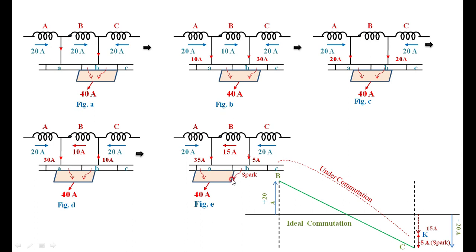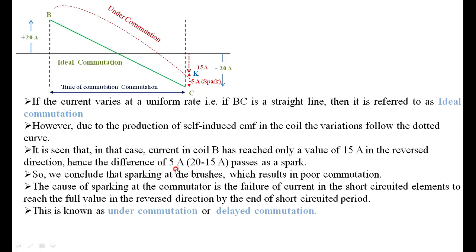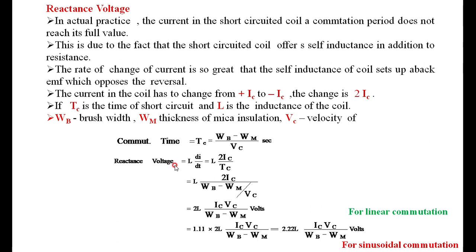Therefore, if you are deducting mica insulation, what you are getting here is the distance traveled by the commutator, or in turn, a commutator segment. Therefore, the distance traveled here is WB minus WM. That is, you are deducting a mica insulation, a small portion, from the total width. Therefore, WB minus WM is the distance moved.